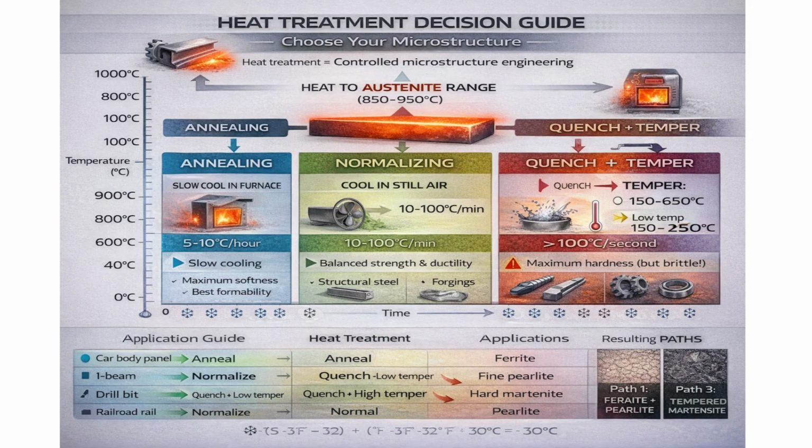Want maximum hardness for a cutting tool? That's when you quench, heat it into the austenite range and plunge it into water or oil for rapid cooling. This creates martensite. But remember, you'll need to temper that martensite afterward to reduce brittleness. Different tempering temperatures give you different combinations of hardness and toughness. Low temperature tempering keeps it hard, high temperature tempering makes it tougher. The art of metallurgy is choosing the right combination for your application.